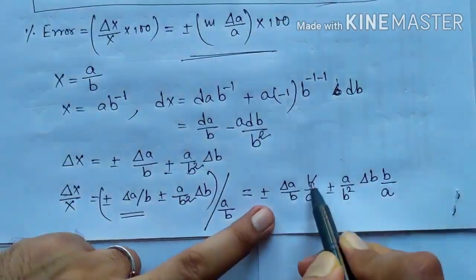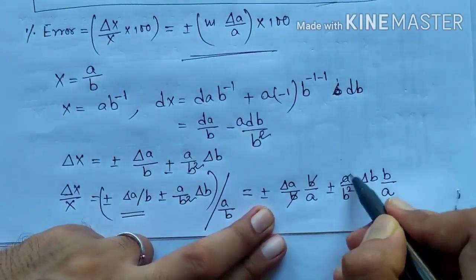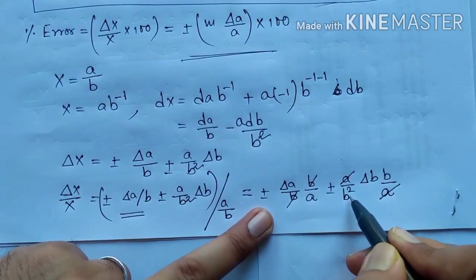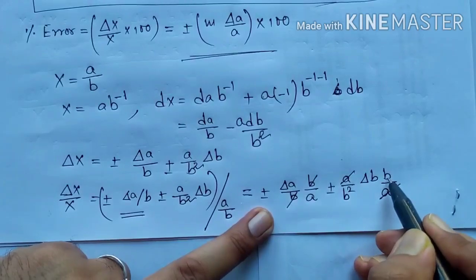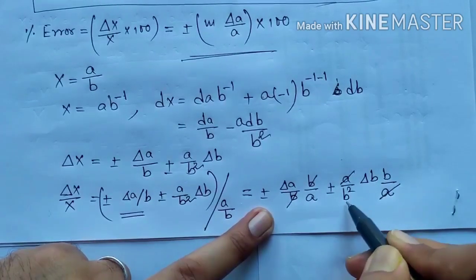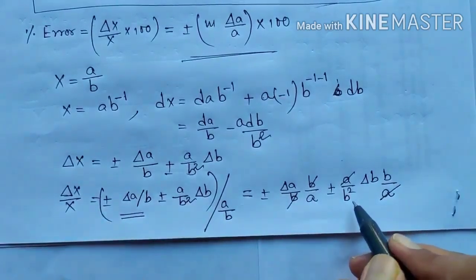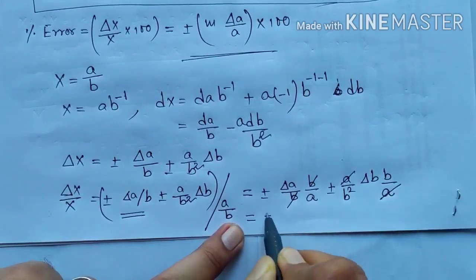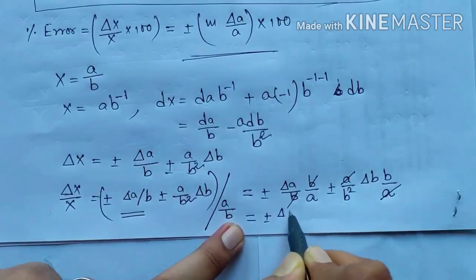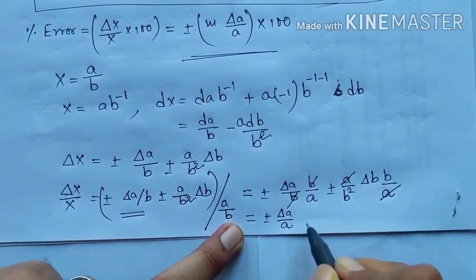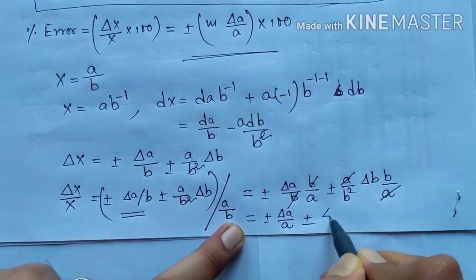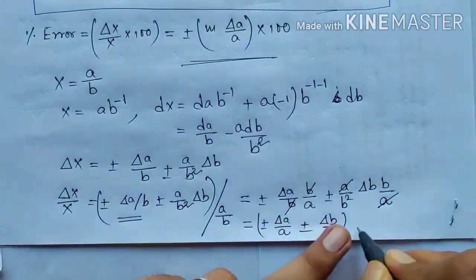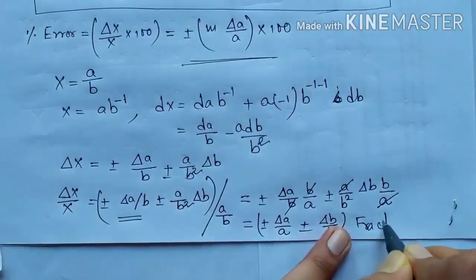So now you can see this B getting cancelled, this A getting cancelled, and this B getting cancelled with one of the B here. Here it is B square, it is B. So it will be only B appearing in the denominator. So the final expression which I will be having is plus minus delta A by A plus minus delta B by B. So this is the expression of fractional error.